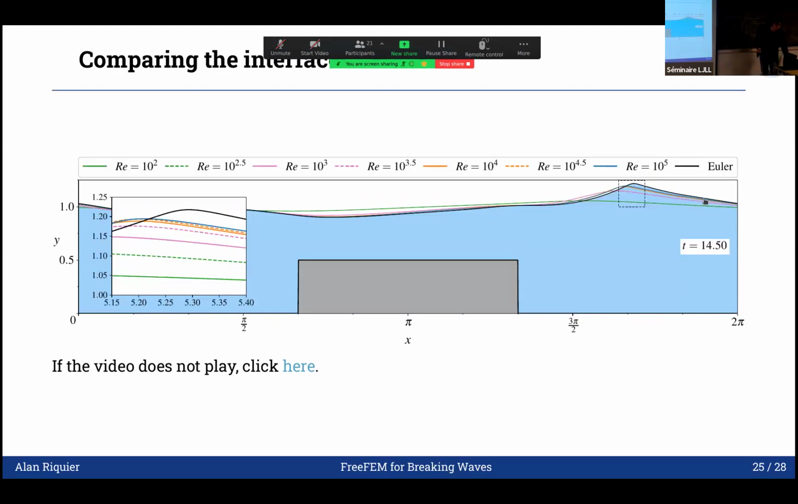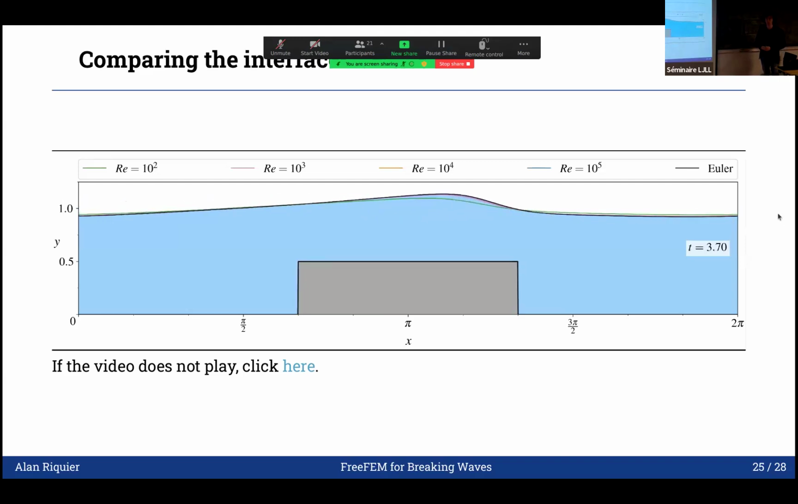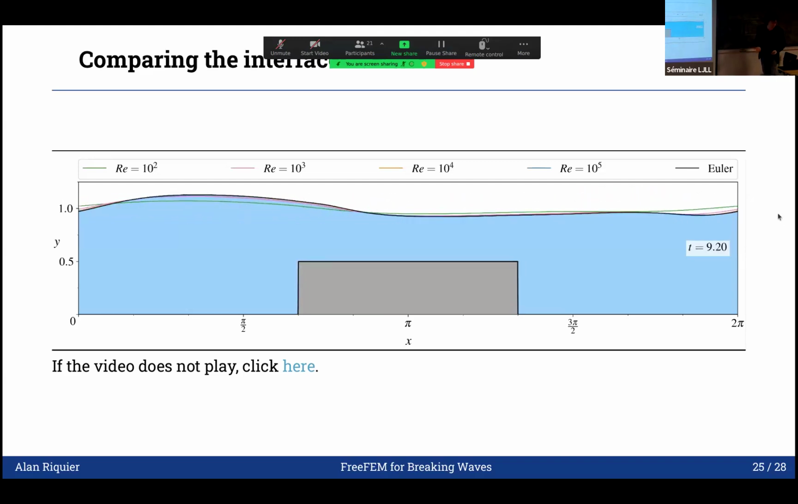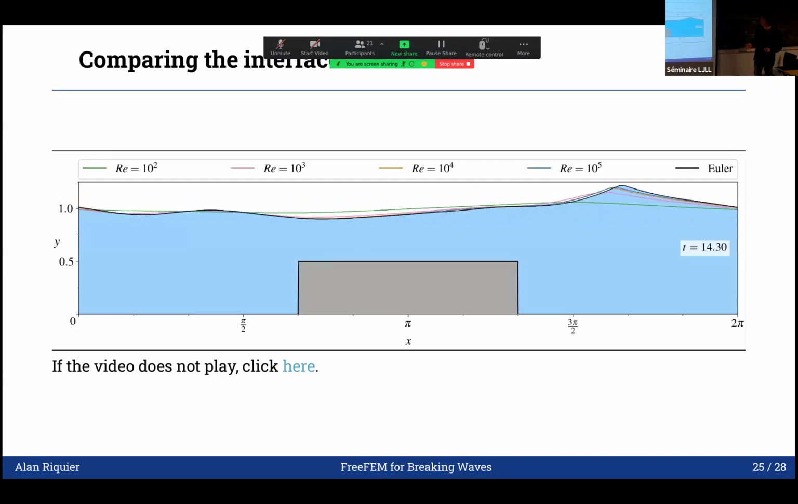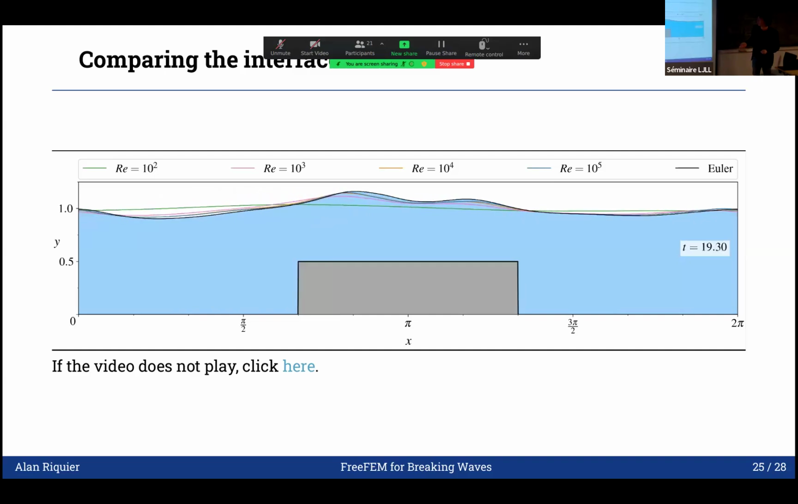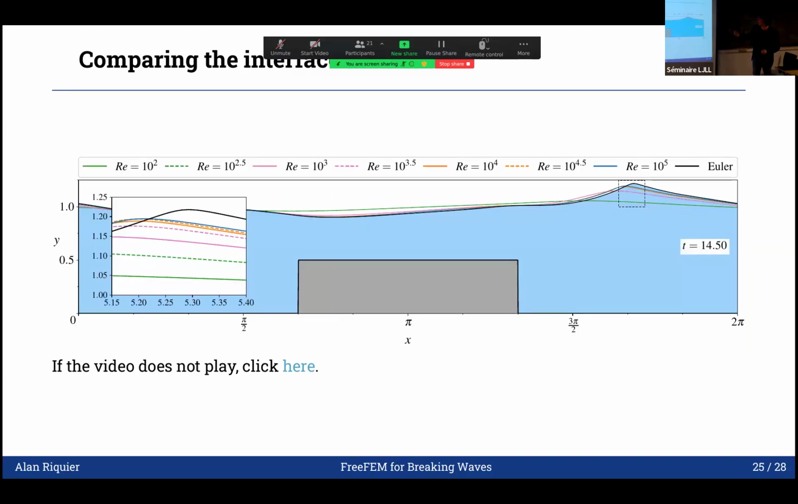And the consequence of these vortices is that there is now a gap that appears between Euler's and Navier Stokes solution. It's very small, and I should maybe get the simulations to go even further.